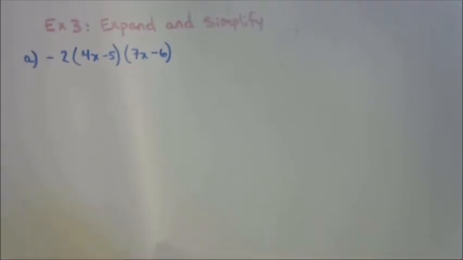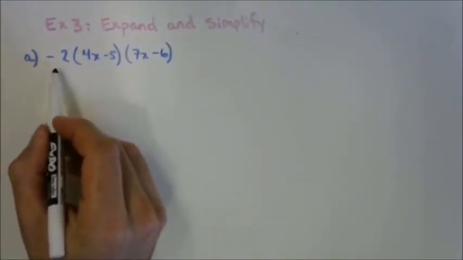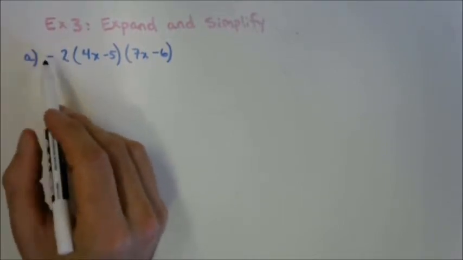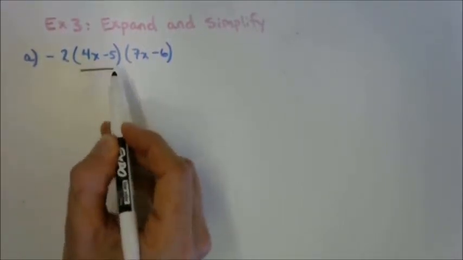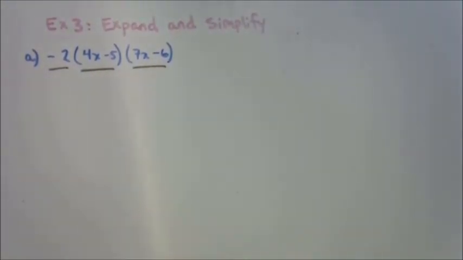Okay, let's head off to example 3. Same principles will apply. It just gets a little bit busier with one extra step. So go ahead and rewrite question A in a place where you can do some work on it. Now we see that we actually have 3 factors. We have -2 out front, and then we have our 2 factors, which are binomials, inside the brackets. So this is the product of 3 factors that we're going to be finding.